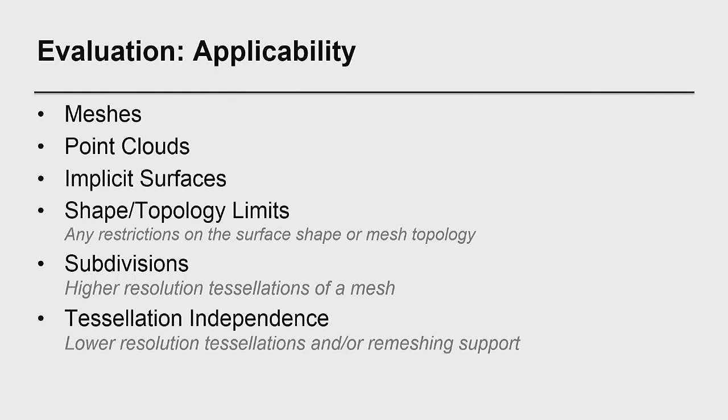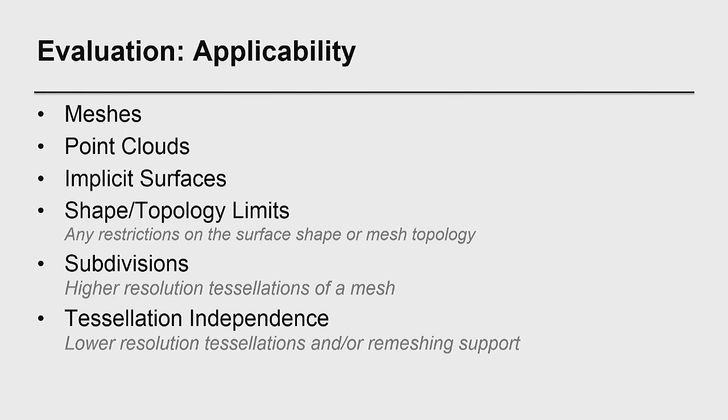For applicability, we're going to see if they can be used for meshes. Well, they better be used for meshes, right? Because that's what we're typically using. But other things we might consider are point clouds, implicit surfaces. Are there any shape and topology limits enforced by the method? Can they handle subdivisions, or do they give us tessellation independence, right? These are important things that we may consider.